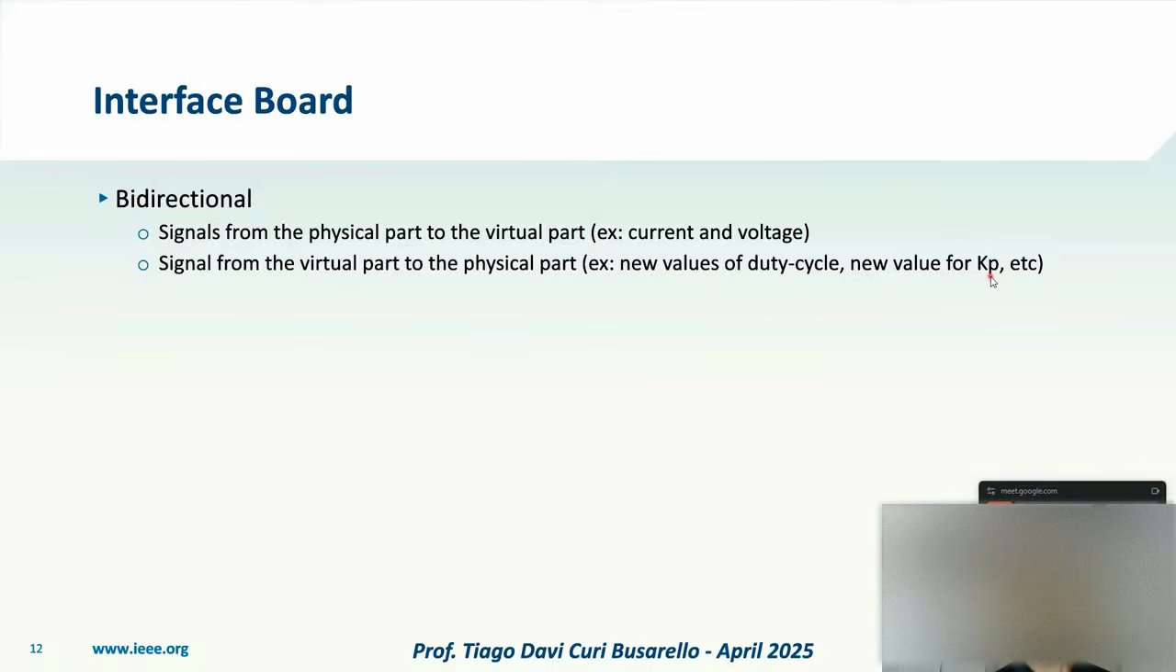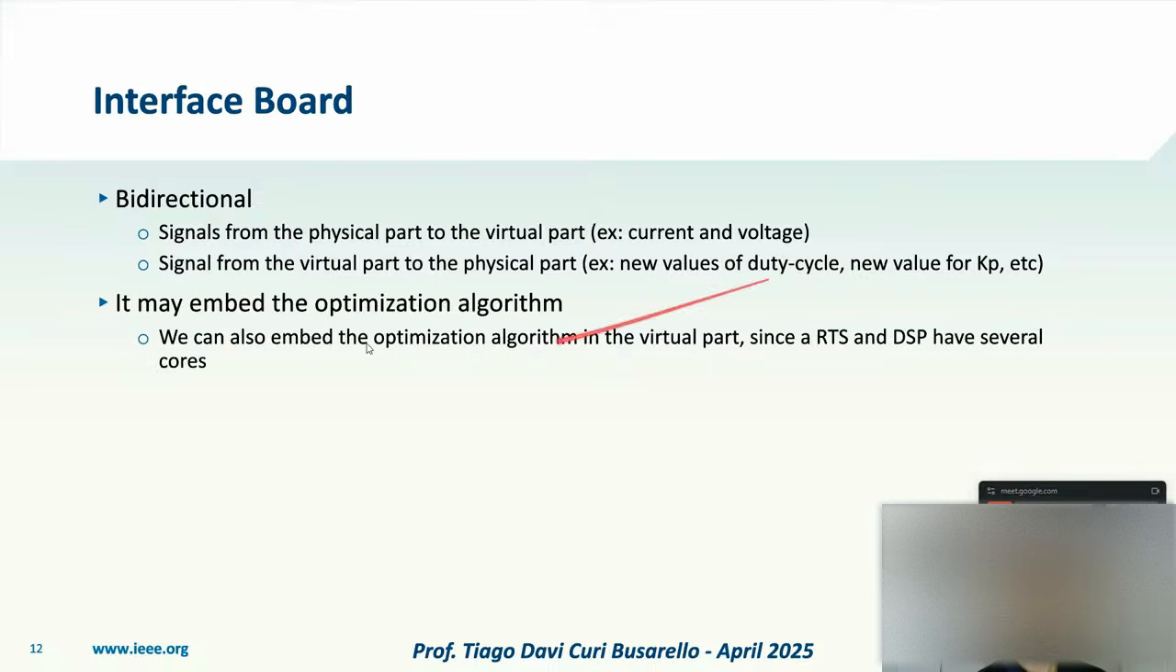Of course, everything that is being transmitted from the virtual part to the physical part should be allowed. If you want to change the duty cycle, of course, you need to check beforehand if this is actually allowed, if your application allows you to do this. But at least we need to have a bidirectional interface board. The interface board may embed the optimization algorithm. You can have some FPGAs there or even another microcontroller in order to run the optimization algorithm.